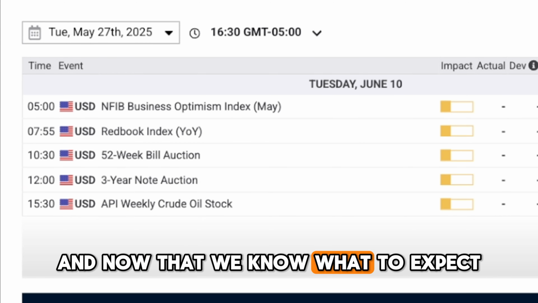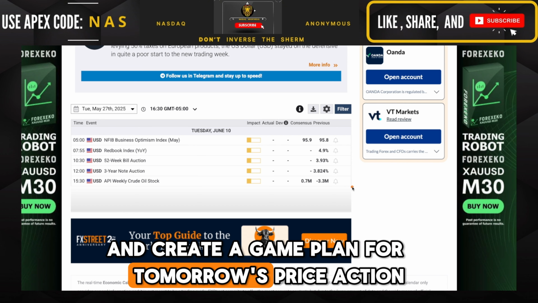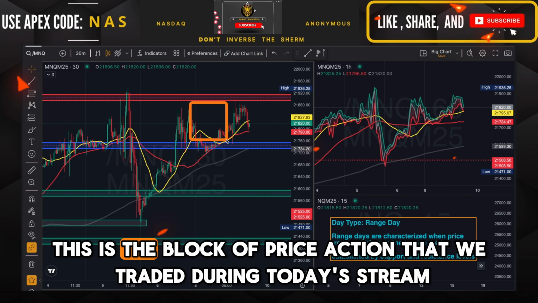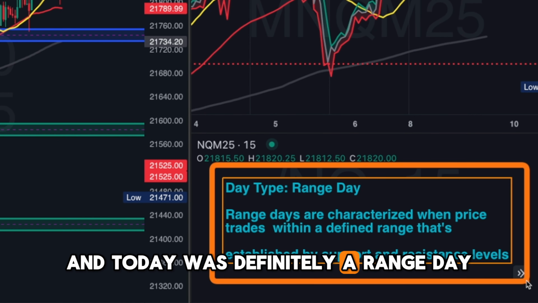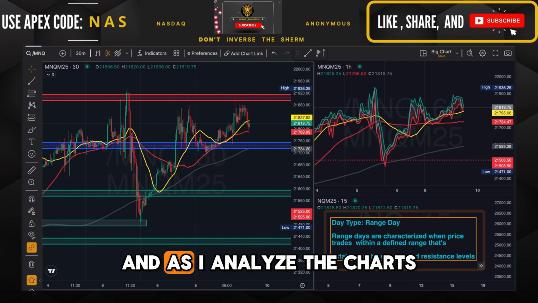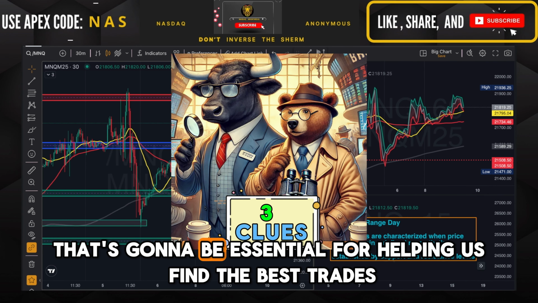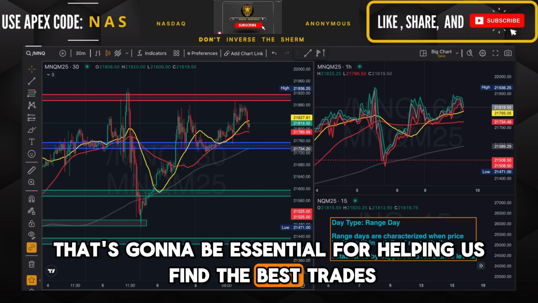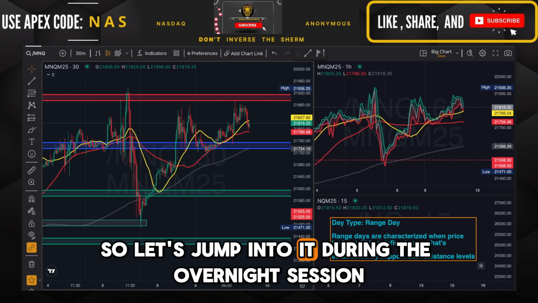And now that we know what to expect, let's jump into the charts and create a game plan for tomorrow's price action. This is the block of price action that we traded during today's stream, and today was definitely a range day. And as I analyze the charts, I see about 3 clues that are going to be essential for helping us find the best trades going into tomorrow's stream. So let's jump into it.